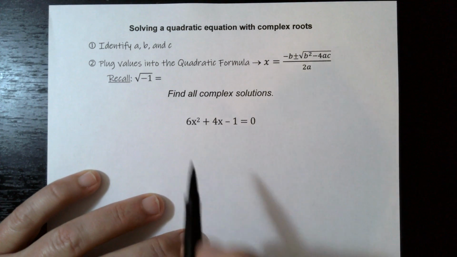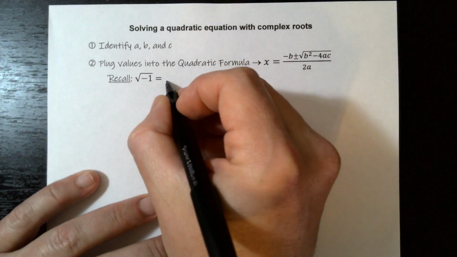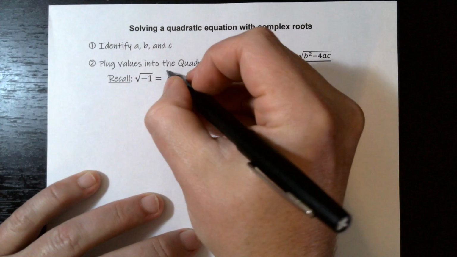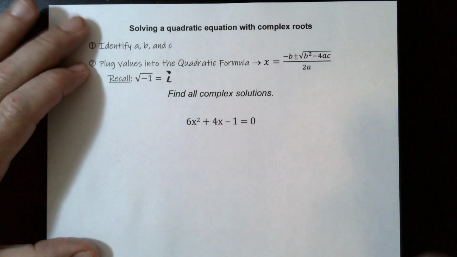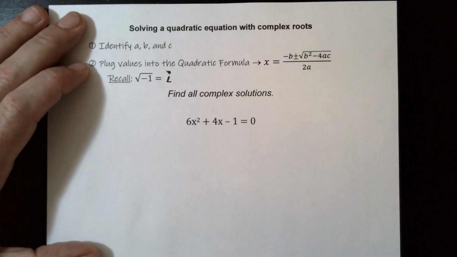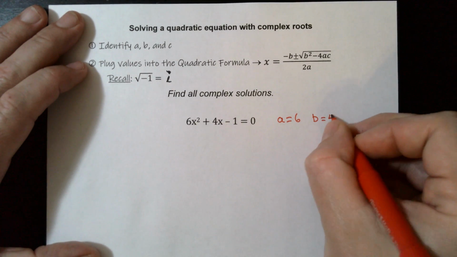Okay, so we've got this time 6x squared plus 4x minus 1 equals 0. And recall that the square root of negative 1 equals i. Here's the quadratic formula. Okay, so this time we have a is equal to 6, b is equal to 4, and c is equal to -1.